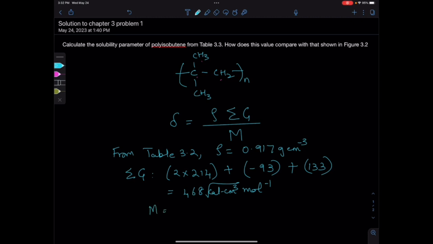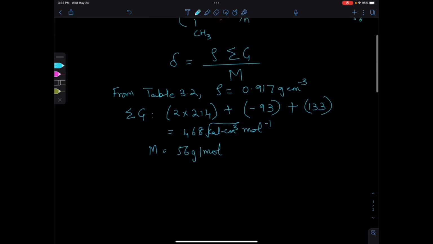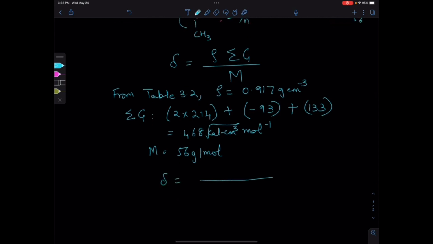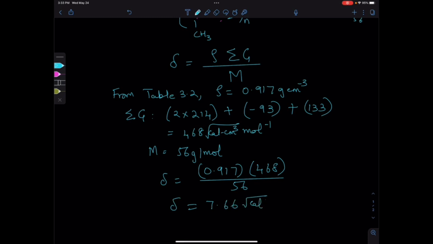Let's find the molar mass. There are 4 carbons, 4 times 12 is 48, and there are 8 hydrogens, 8 times 1 is 8, so we have 56 grams per mole. Plugging all these values, we can find delta, which is 7.66 square root of calories per centimeter cube.